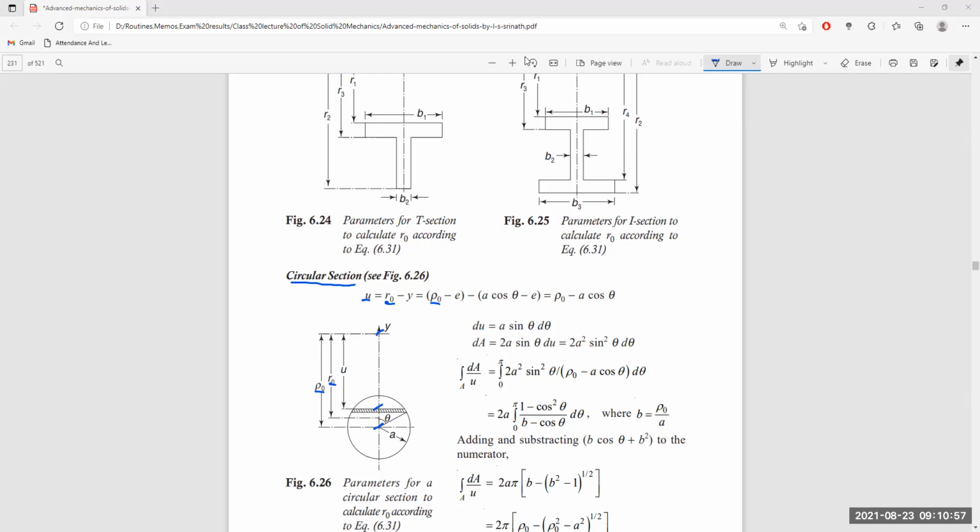And what will be the dA? The area of this cross section itself is 2 into a sin theta, and this distance is a sin theta. This is a, and this should be a sin theta. This multiplied by 2, the total length, multiplied by its width is equal to 2u. So dA is 2a sin theta du, or if we put the value of du from here, it will take the form 2a square sin square theta d theta itself.